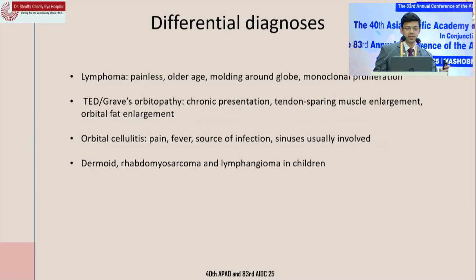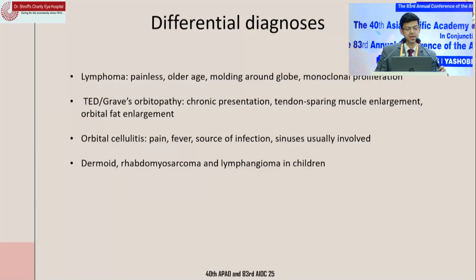So when dealing with the orbital IOIDs, there are some important differential diagnoses that need to be kept in mind. An important one is lymphoma. Clinically, lymphoma is going to be painless, usually presenting in the older age group, and on imaging you will see molding of the swelling around the globe. And when you do histopathology, monoclonal proliferation will be seen.